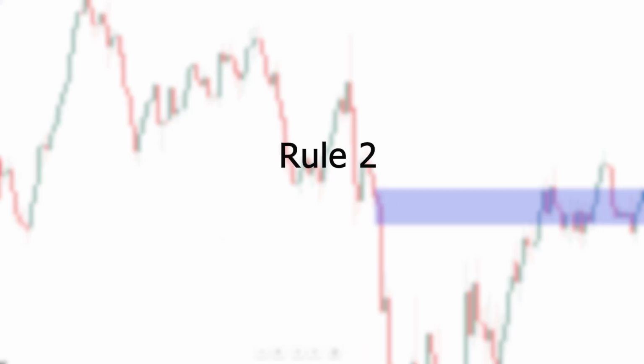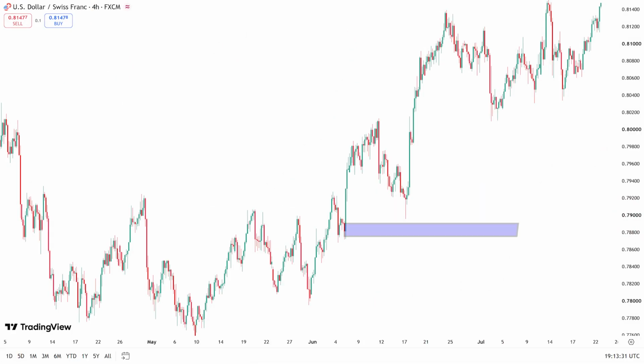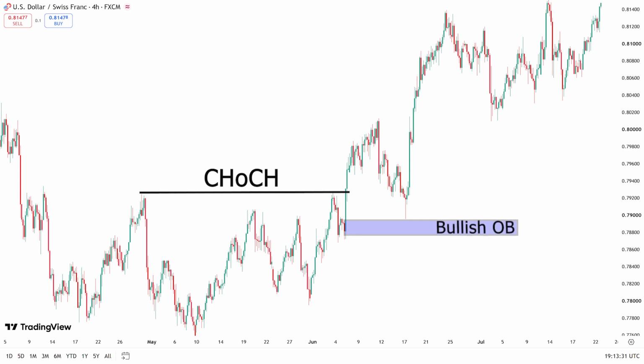Rule number 2, a clear market structure break. A valid flip should lead to a decisive break of a significant swing high or swing low. If the move fails to break structure, then the market hasn't truly shifted order flow. In most cases, it's simply a pullback rather than a genuine reversal.